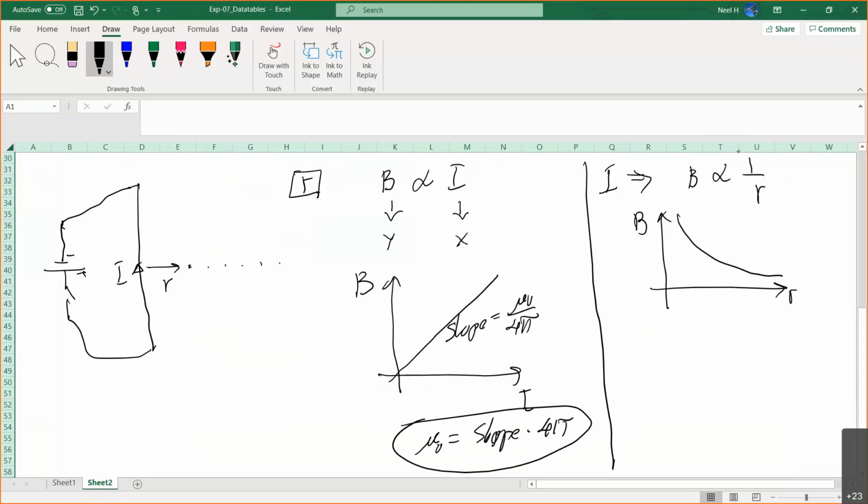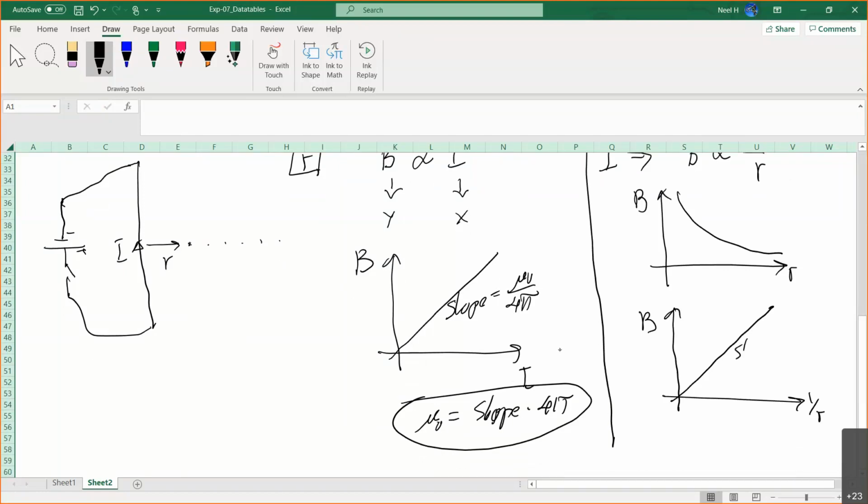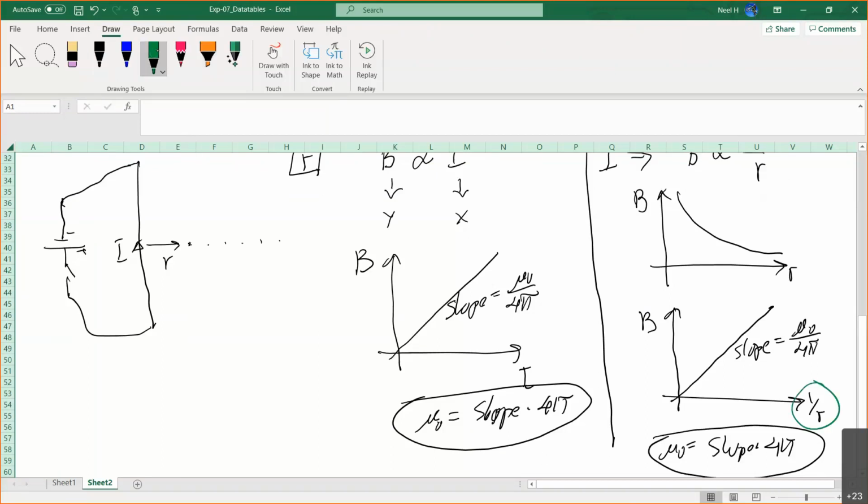We can do a power law fitting and then figure out the constant, or we can do a graph like this, 1 over R on the x-axis and B on the y-axis, then this graph should be linear. Then by using the slope of the graph again, we can figure out the mu constant, okay? So for this graph, the slope should again be mu 0 divided by 4 pi. Then mu 0 is again the slope times 4 pi, okay? But make sure the x-axis for this particular case must be 1 over R.